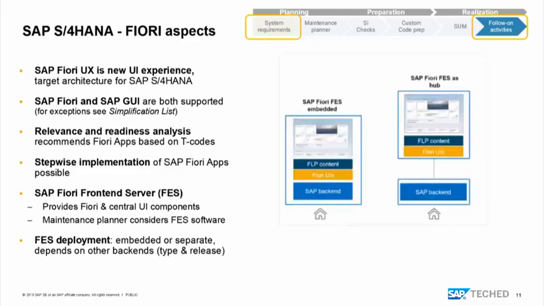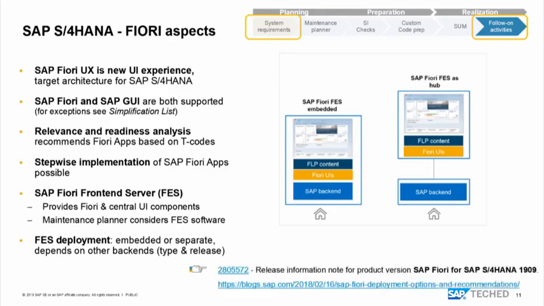So embedded deployment means the software for this Fiori front-end server, for the Fiori UIs, is located on the same host on which your S/4HANA server is located. That is the recommendation we have. The second option is to have a separate deployment. That means you have a separate host on which you deploy this software, the gateway and the Fiori components. That was possible, that is still possible, it's not a recommendation.